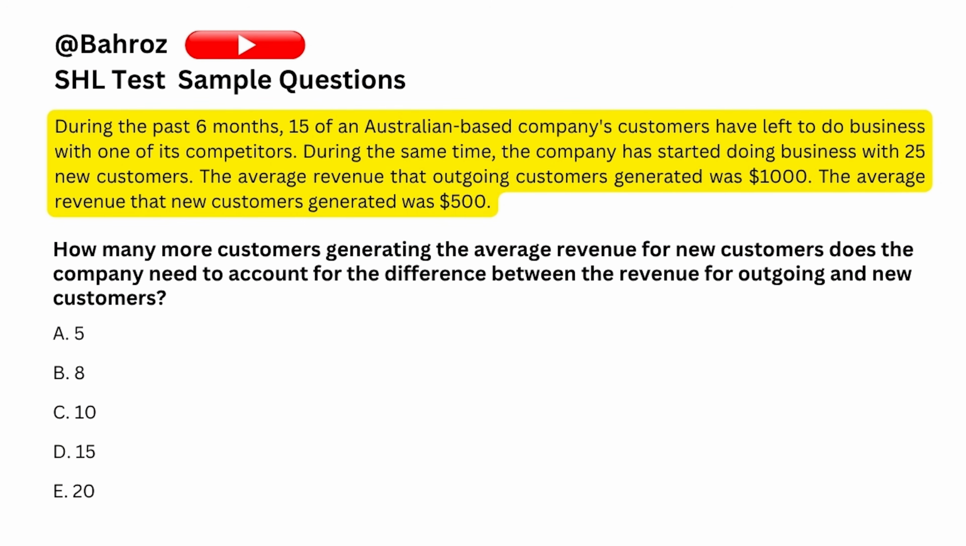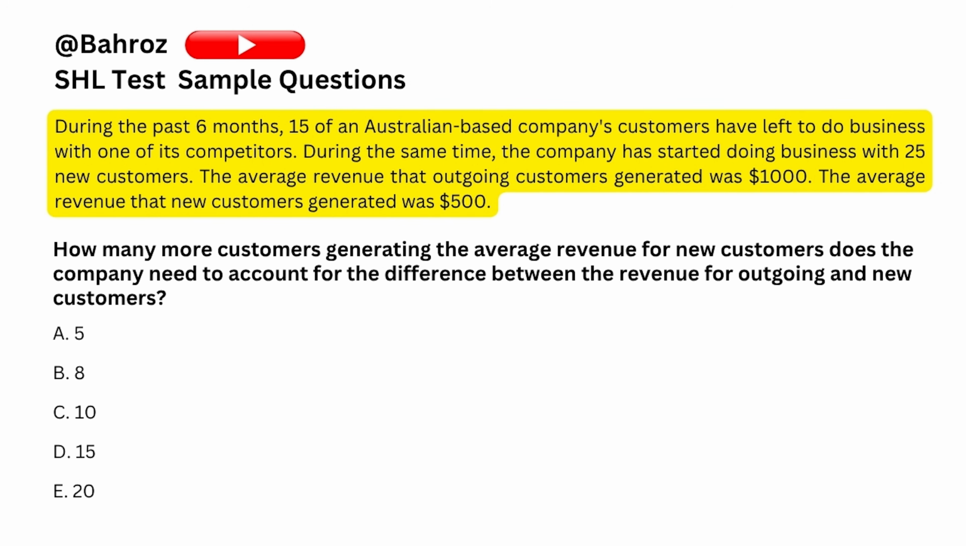Next sample question. During the past 6 months, 15 of an Australian-based company's customers have left to do business with one of its competitors. During the same time, the company has started doing business with 25 new customers. The average revenue that outgoing customers generated was $1,000. The average revenue that new customers generated was $500. How many more customers generating the average revenue for new customers does the company need to account for the difference between the revenue for outgoing and new customers?